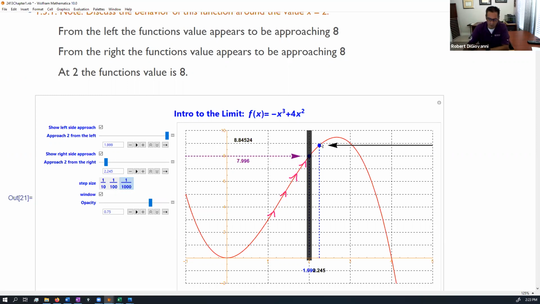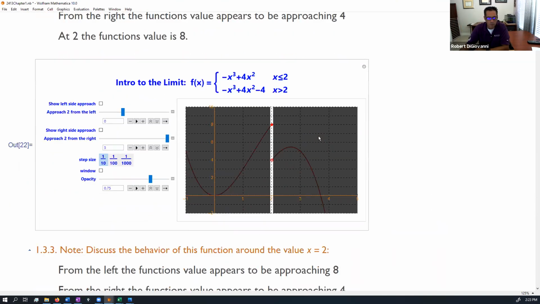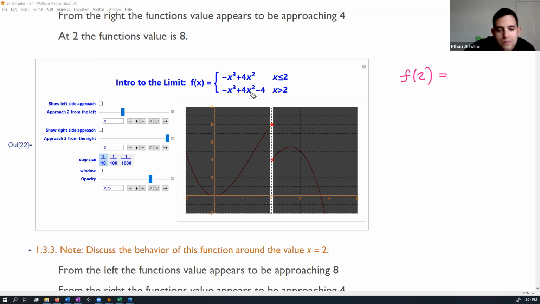Let's look at a different problem because this is kind of boring. This is a piecewise function. Don't freak out about piecewise functions. They're really just two functions that have been pasted together. When you plug a value in, you have to determine which of the two pieces you're plugging into. So what would f of 2 be? If I asked you to plug 2 into this function, would you plug it into the top one or the bottom? Top.